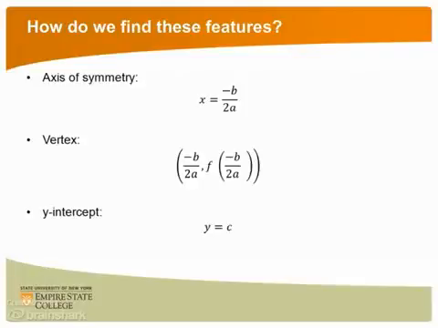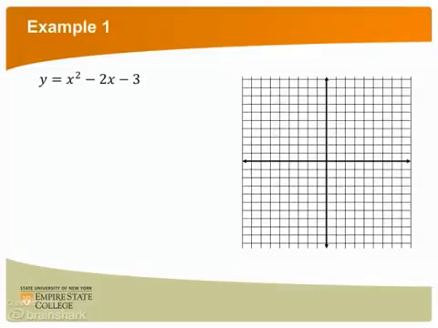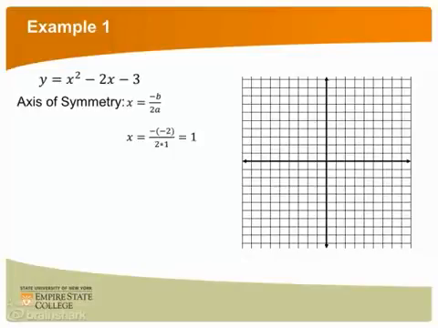Let's work through an example. Suppose we want to graph the parabola for y equals x squared minus 2x minus 3. First, we want to find the axis of symmetry. We have x equals the opposite of negative 2 divided by 2 times 1. Completing the calculations, we find the axis to be x equals 1. Draw the axis on the graph.